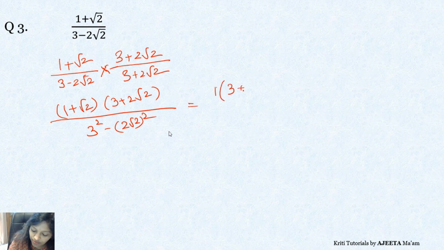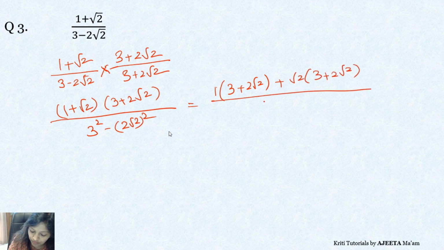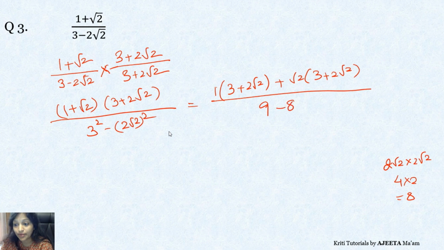So 1 into 3 plus 2 root 2 plus root 2, 3 plus 2 root 2. So here we get 9. Now what is the 2 root 2 square? Again the same way as we did in the previous question. Now here we will have 2 into 2, 4 and root 2 into root 2, 2. So what will be the answer? 8. Correct? So now let's write it 9 minus 8. It's not like that in every question we are going to get the denominator 1, students. Okay, don't assume it. These are the few questions in which we are getting 1, not always.